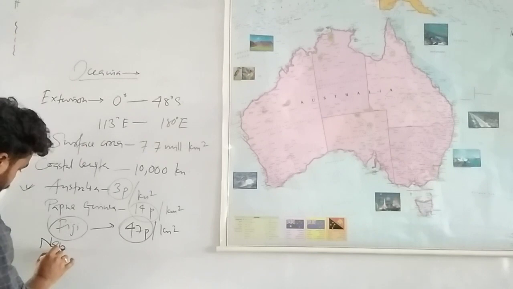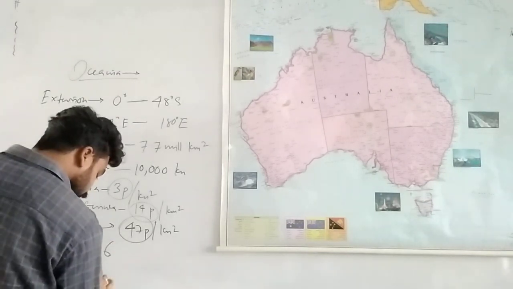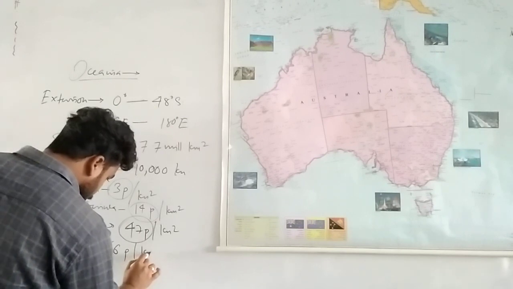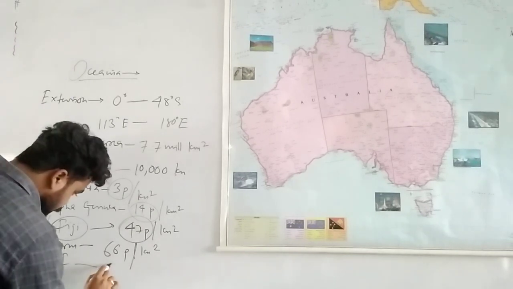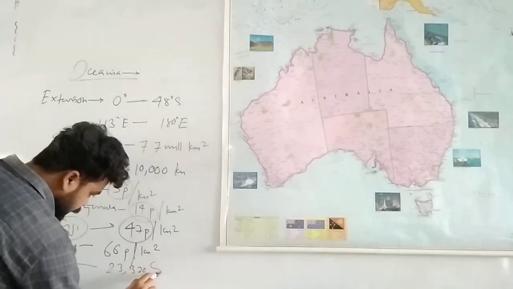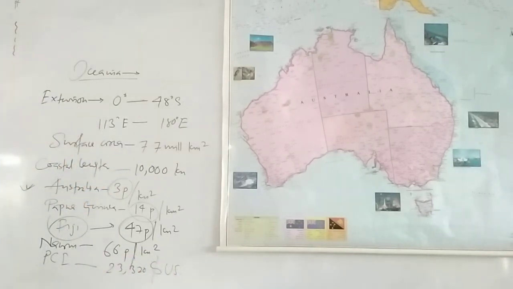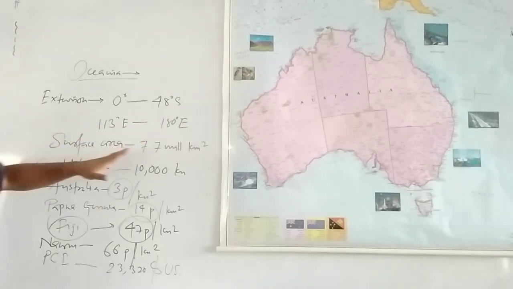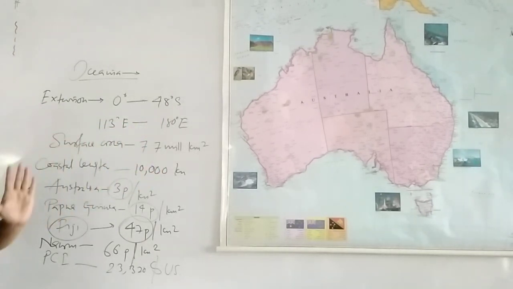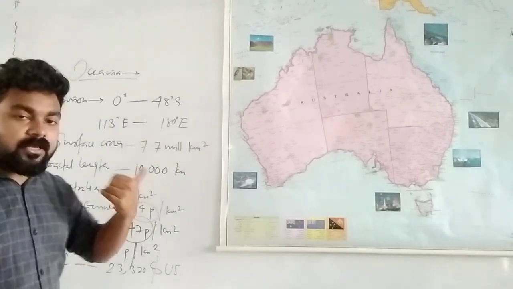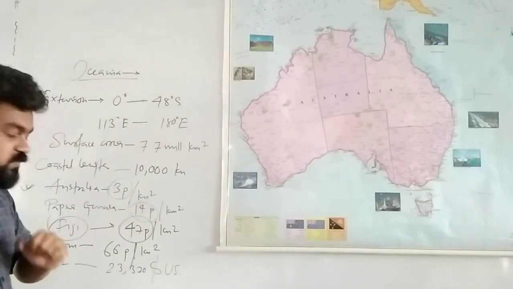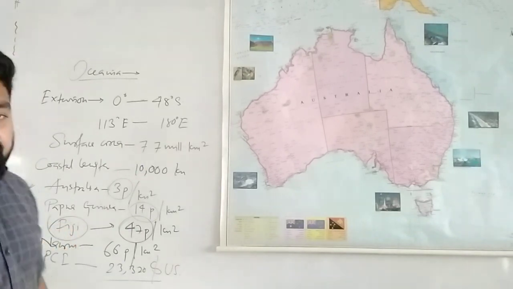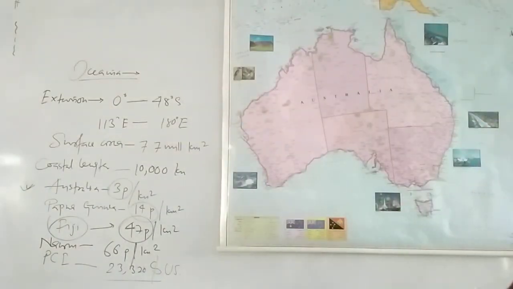Another island is Nauru, with 66 persons per square kilometer. And along with this, we have to discuss PCI, per capita income, which is 23,320 US dollars. So this is the data: extension 0 to 14 degrees south, 130 degrees to 180 degrees, surface area 7.7 million square kilometers, coastal length 10,000 kilometers, Australia 3 per square kilometer, Papua New Guinea 14, Fiji 47, Nauru 66, and along with this PCI 23,320 dollars. Now let's see.